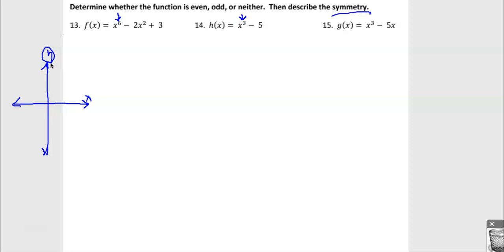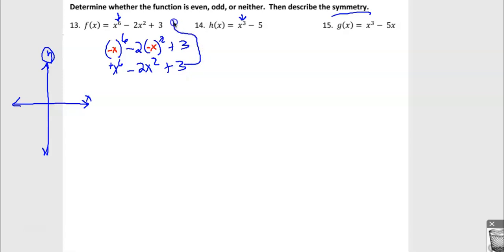One way we could solve this, to see if it's even or odd, is we're going to literally put a negative x into this equation, and then we're going to evaluate it and see what comes up. So this is going to be a positive x to the 6th. This is going to be a positive x squared, and then plus 3. Notice we came up with the exact same equation that we started with. So whenever it does come up with the exact same equation, then I know it's an even function.